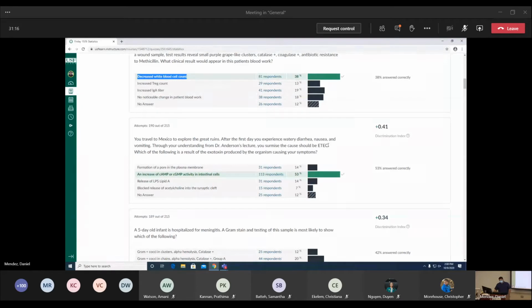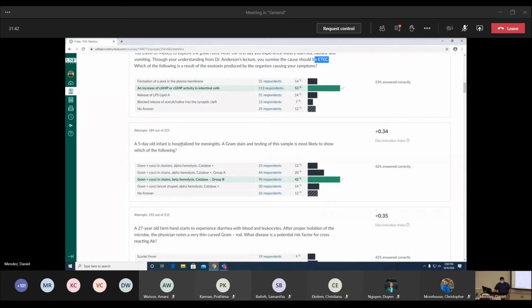So we know from ETEC, we have the cholera toxin, which is going to give you an increase in cAMP and cyclic GMP, which is going to increase the activity of the intestinal cells, which just forces electrolytes out of the intestinal cells into the lumen, and then water follows, causing severe dehydration and very, very watery diarrhea.